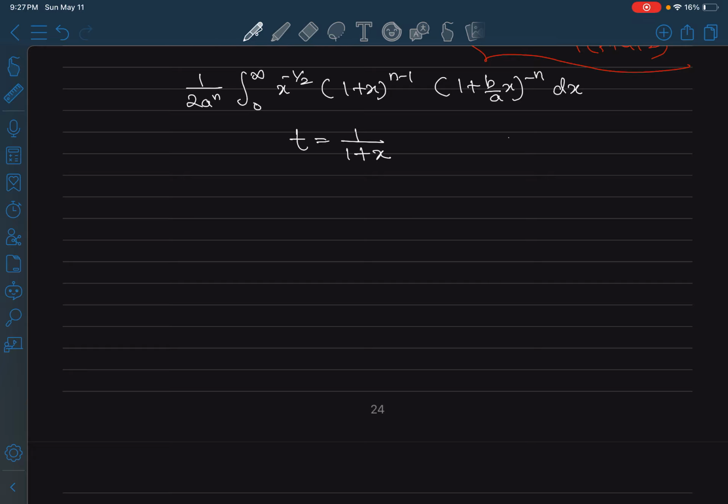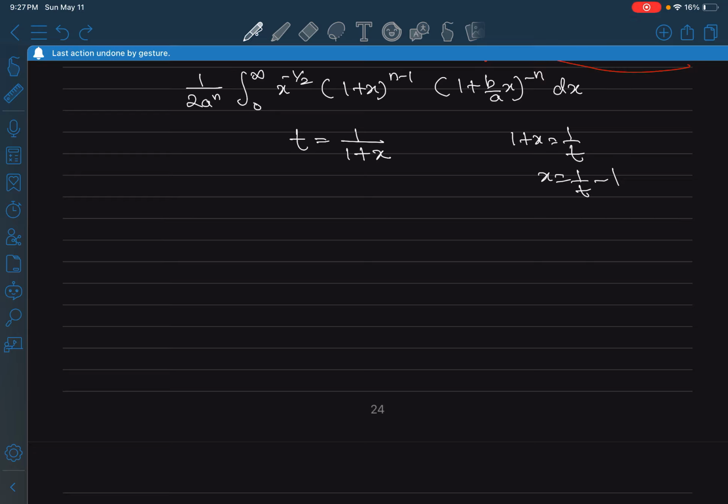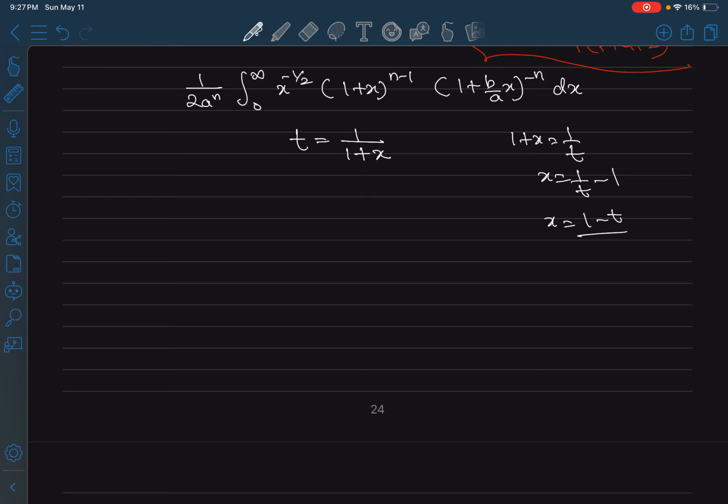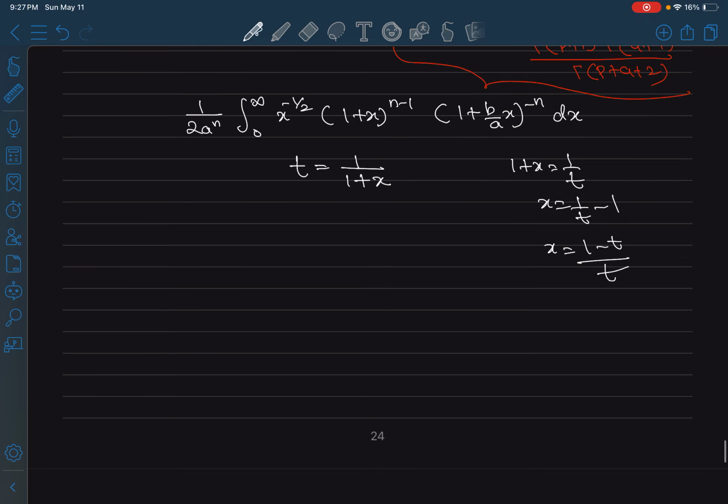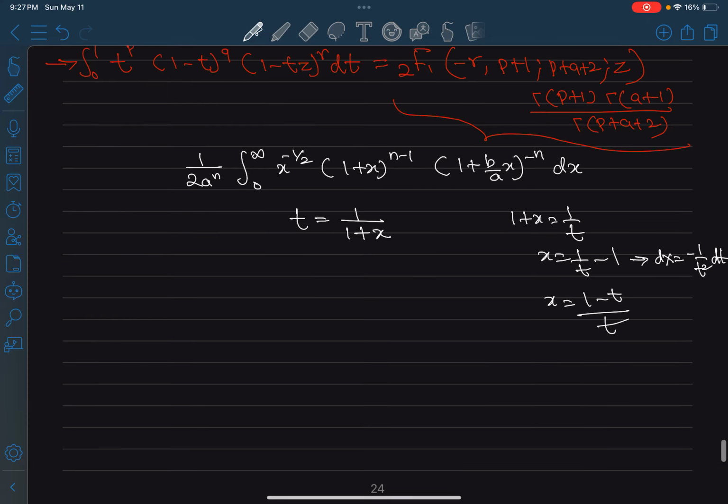Also notice that in this case, 1 plus x will be 1 by t. So x will be 1 by t minus 1, and then x will be 1 minus t by t. So we notice that over here, in place of x, we will have 1 minus t, right? That's a good thing. Also, here, if you have 1 minus t, that just cancels. Here also, we'll actually have pretty good results. Let's see. And also notice that dx actually becomes negative 1 by t squared dt from here. Okay, let's do it now.